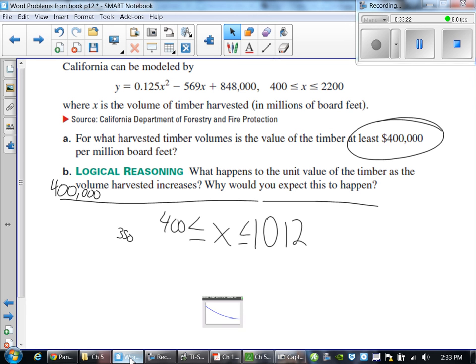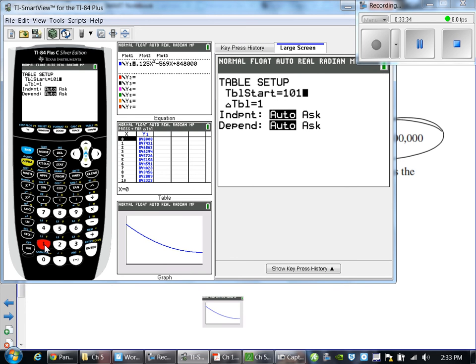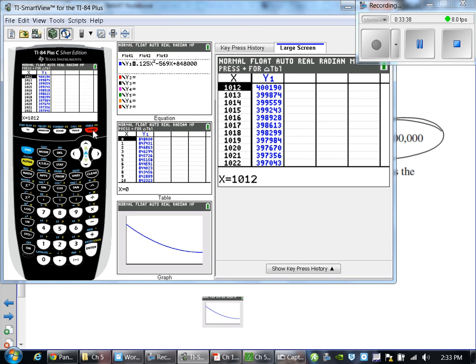Wouldn't it be 1,012 to 1,013? What he's saying here is if you get down here to 1,012, you'll notice, if I go to my table here, at 1,012 is the last value before it drops below. So that would be the bottom of it. Below that, it drops below 400,000. All we did there, we didn't do any math. We just pressed buttons. You're just looking at a range.